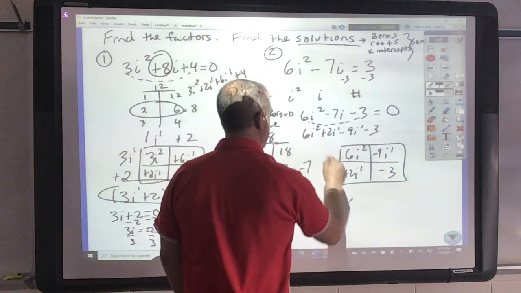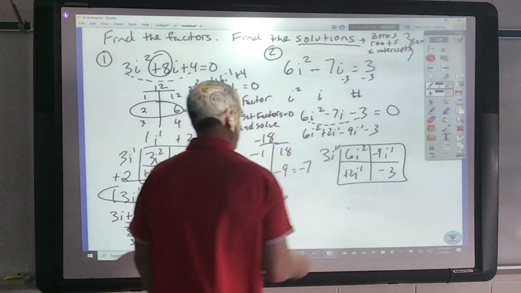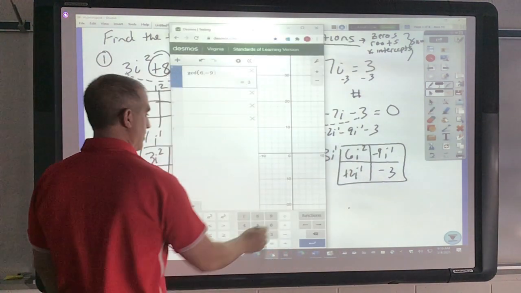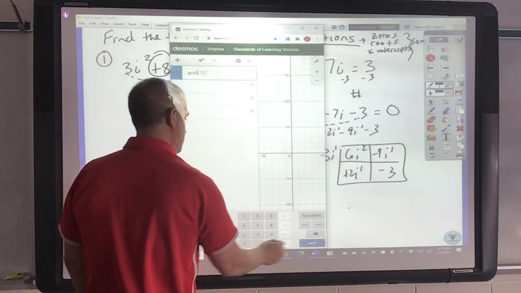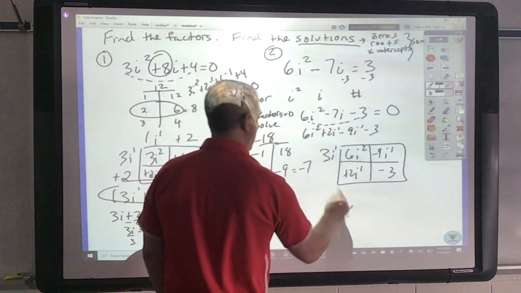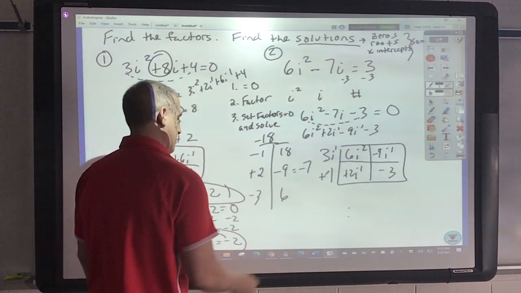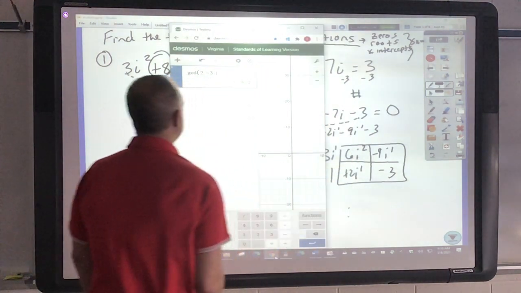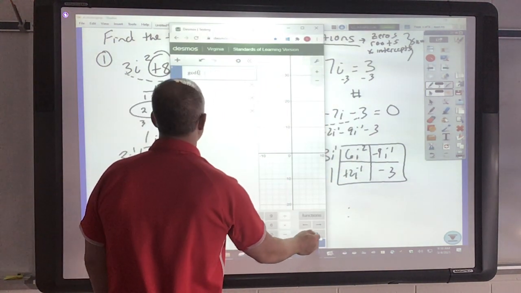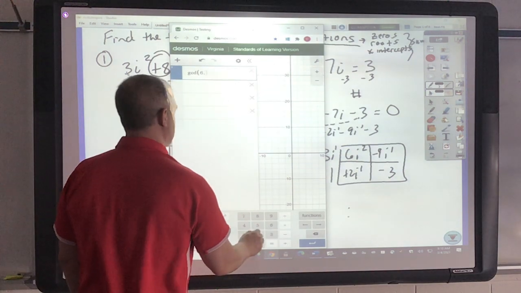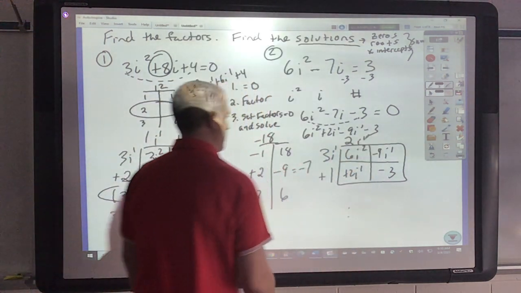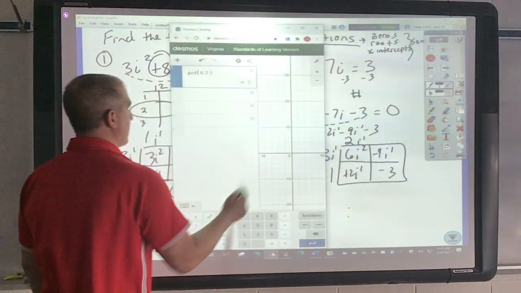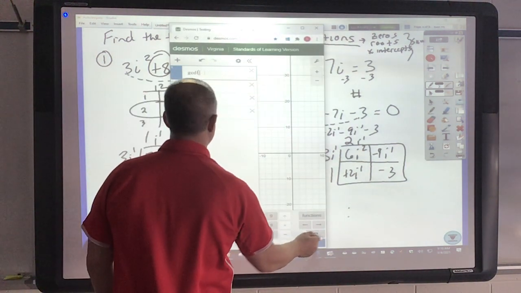Okay, there's 3. They both have I, so I1. Okay? And they got 2 is going to be 1, just plus. Okay? Alright, then I go this way. 6 and 2 is 2. So 2I1. And then I do negative 9 and negative 3.